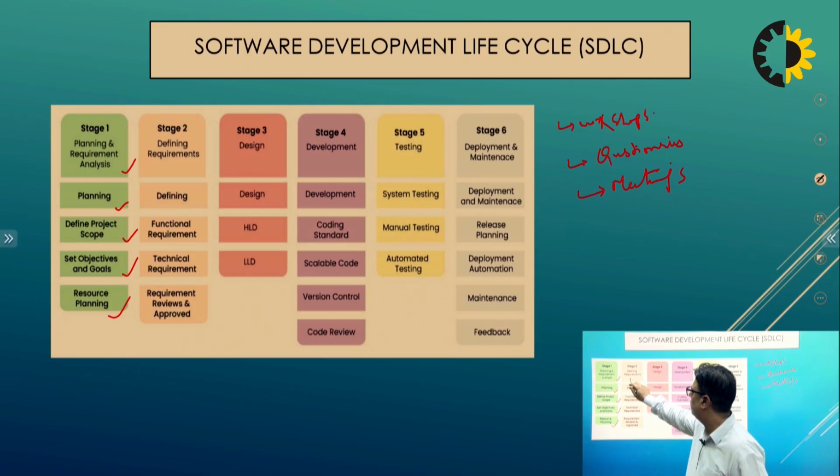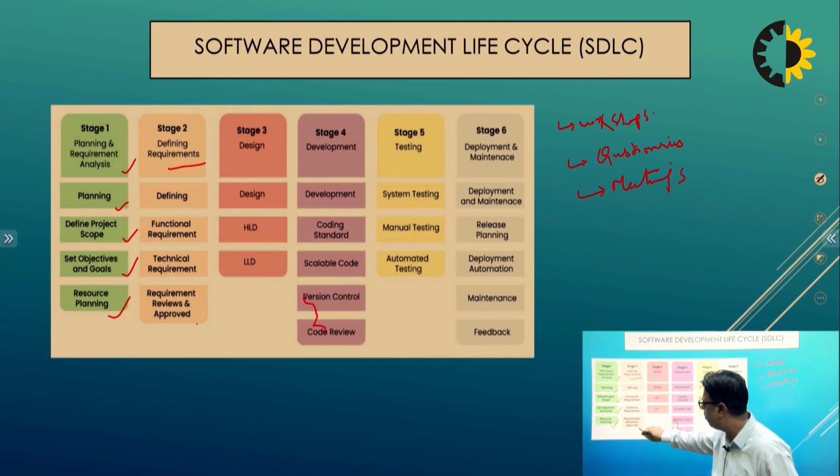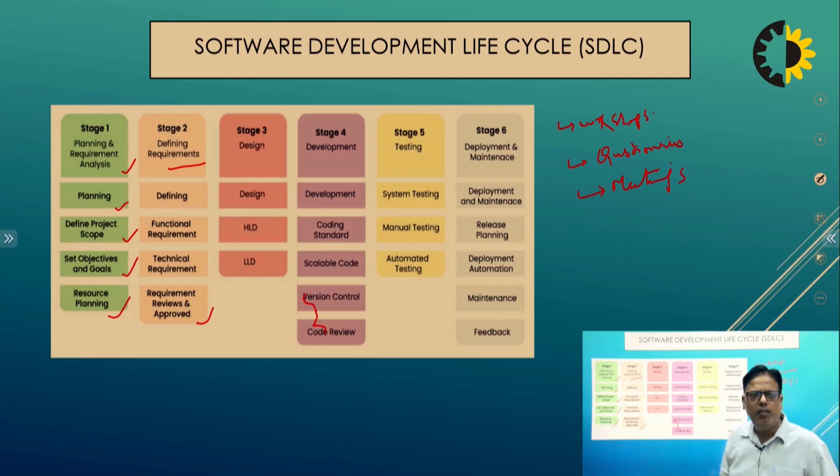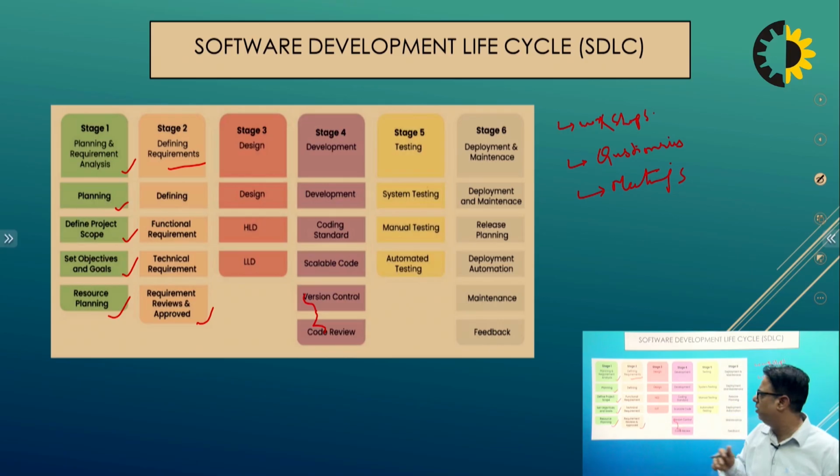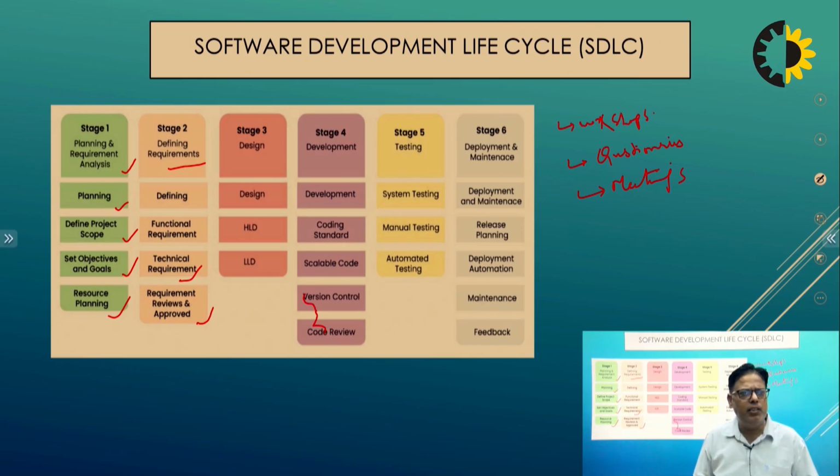The second phase is defining the requirements, like functional requirements, technical requirements, and requirements review and approval. Basically, two types of requirements are available: functional requirements and non-functional requirements. A functional requirement is basically how the product and software work, and what the outputs are depending on the inputs. A technical requirement is basically which tools and technologies are available, followed by the review process and approval process.